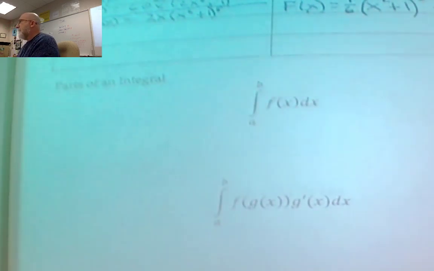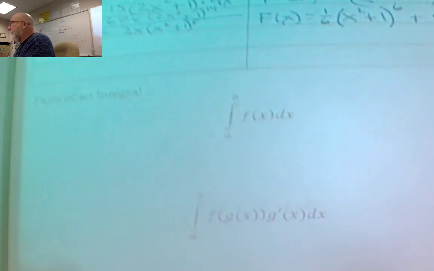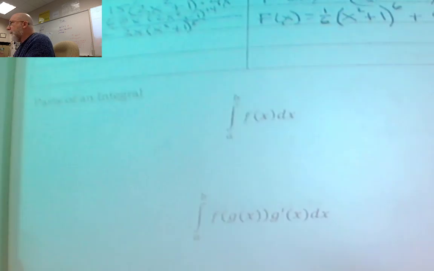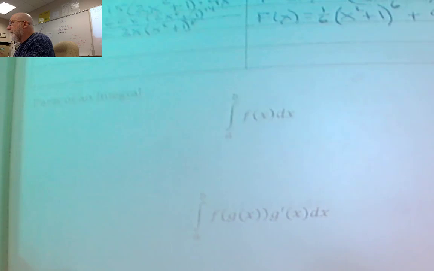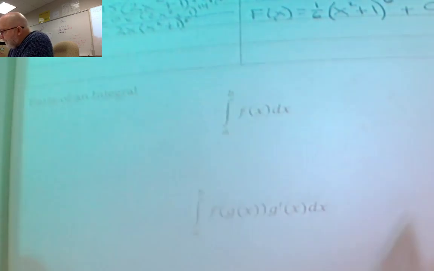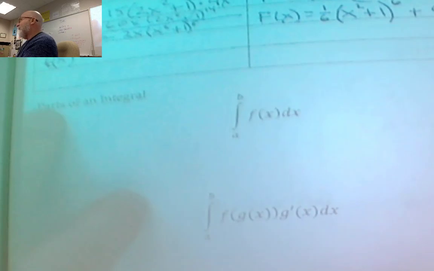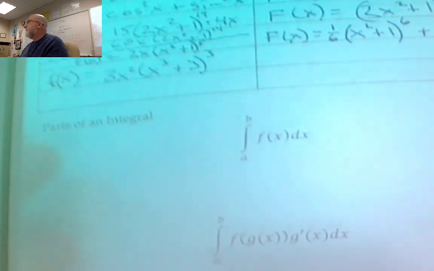Okay? I'm going to pick Ellie. Okay, Ellie? All right. F of x equals. Now this one I laughed also. Okay, you'll probably see why. 3x squared times x cubed plus 3 to the third. Yeah, because of all the threes.